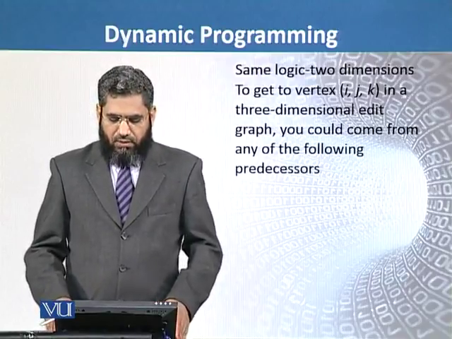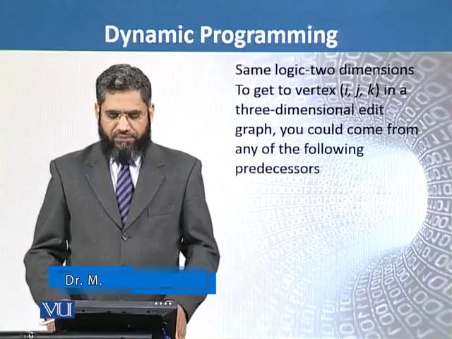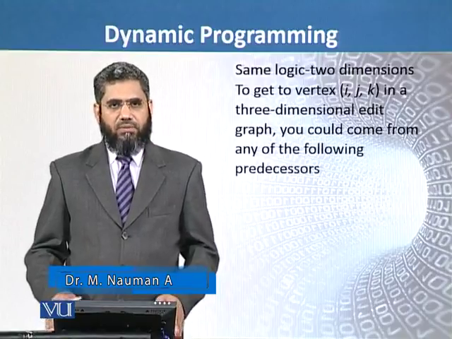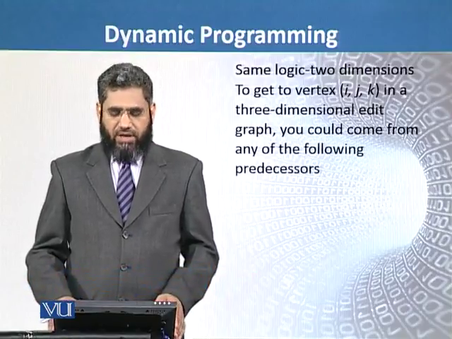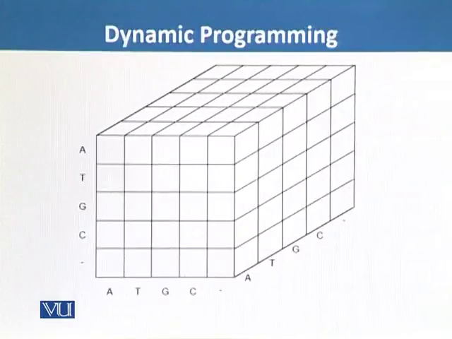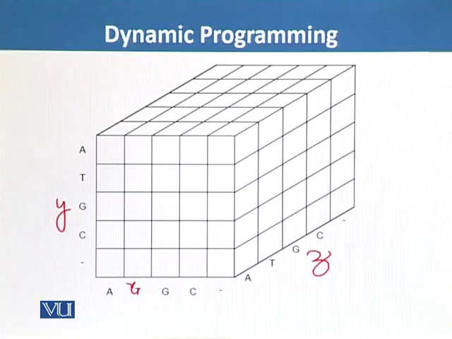So to get to the vertex I, J, K in a three-dimensional edit graph, we can come to the vertex I, J, K by using any of the following predecessors. Before, we used the Manhattan-like edit graph, which was only two-dimensional, but now we will use the three-dimensional edit graph. These are the X, Y and Z dimensions. So by using the X, Y, Z dimensions, we will solve this multiple sequence alignment of the three sequences.